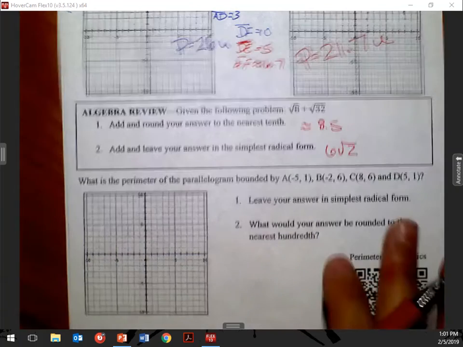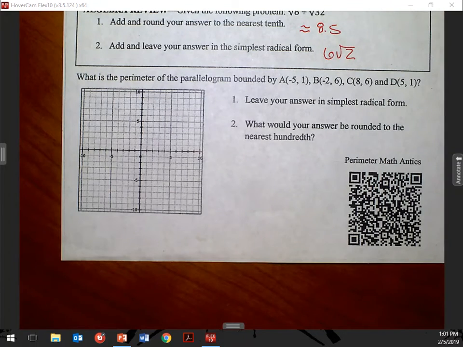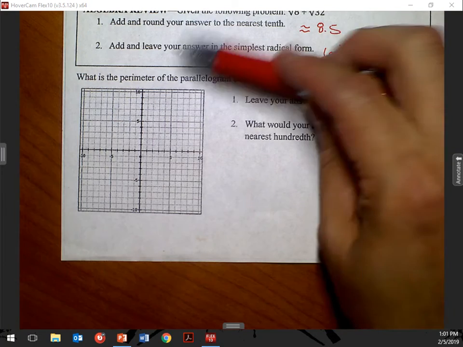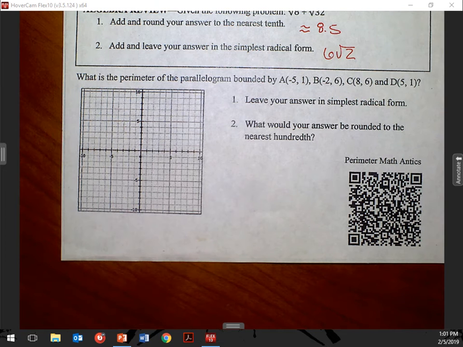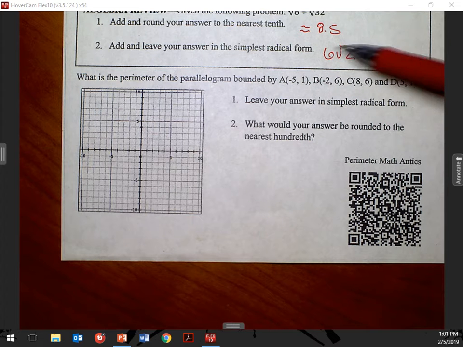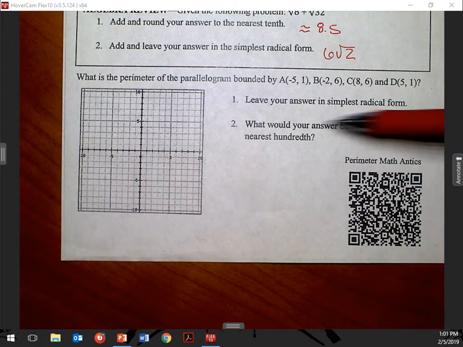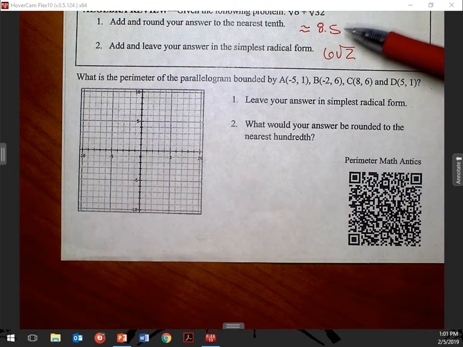All right. Let's start this last one. Perimeter of the parallelogram bounded by this. Watch this. It says, leave your answer in simplest radical form. That means you're going to have it like this. What's your answer rounded to the nearest hundredth? That's going to be like a decimal.